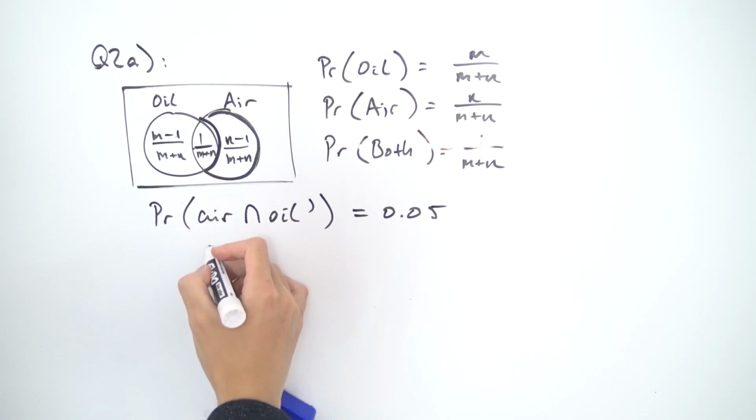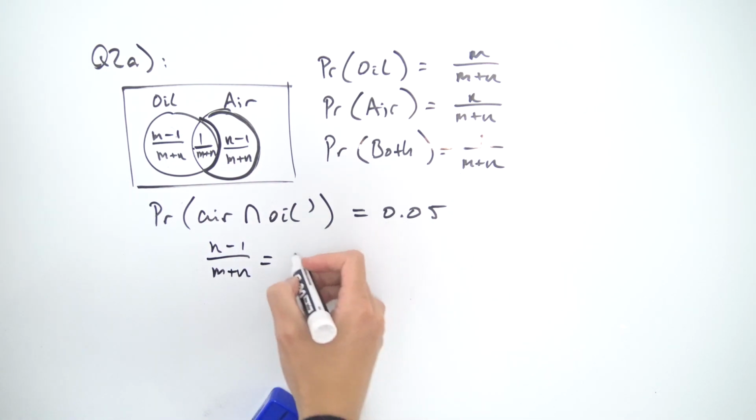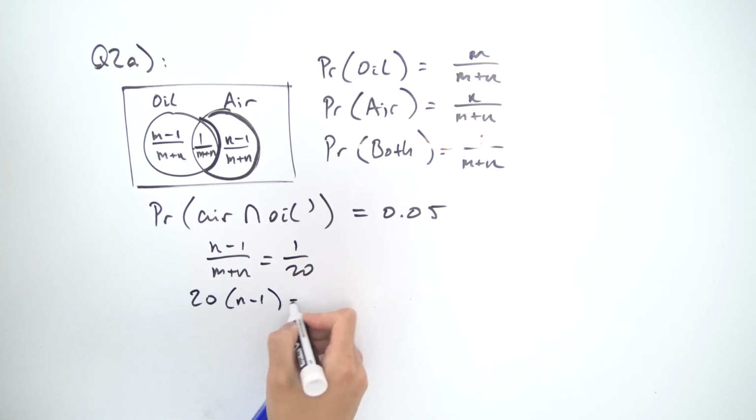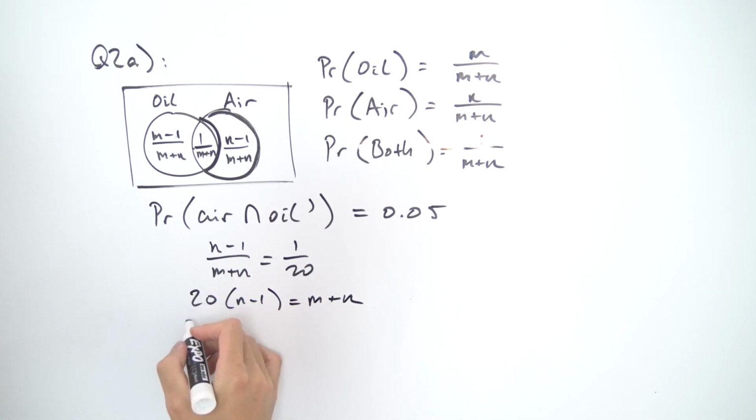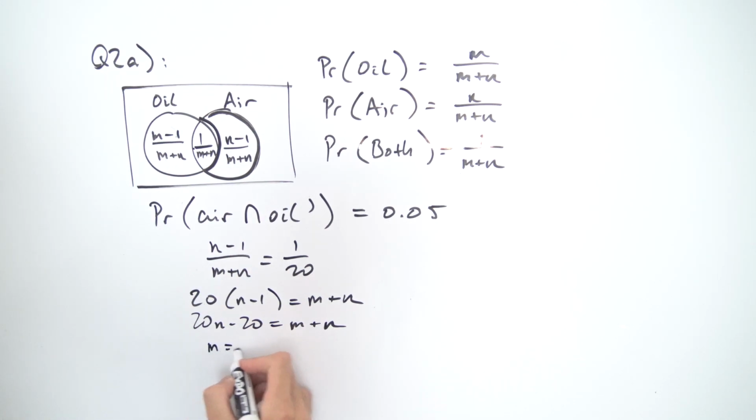So this probability we know is n minus 1 over m plus n, and that's equal to 0.05, which is 1 over 20. And doing a little bit of rearranging and whatnot, we get that 20 times n minus 1 is equal to m plus n. And we can keep going, expanding this out, we get 20n minus 20 is equal to m plus n, and the question asks us to find m in terms of n, so we just subtract off n from both sides, and we get that m is equal to 19n minus 20, and that's the solution.